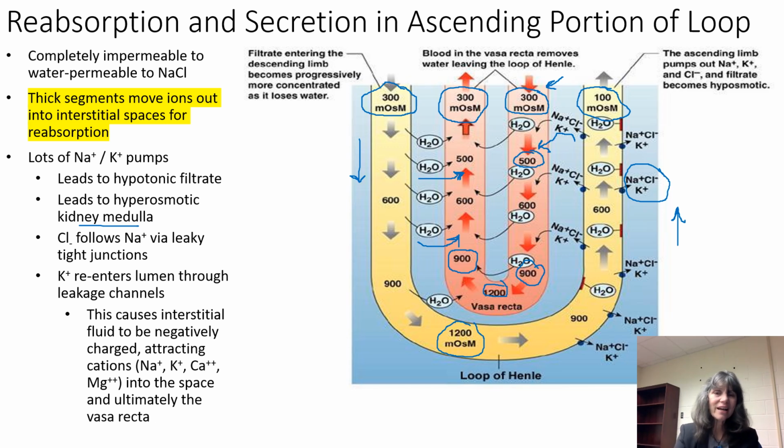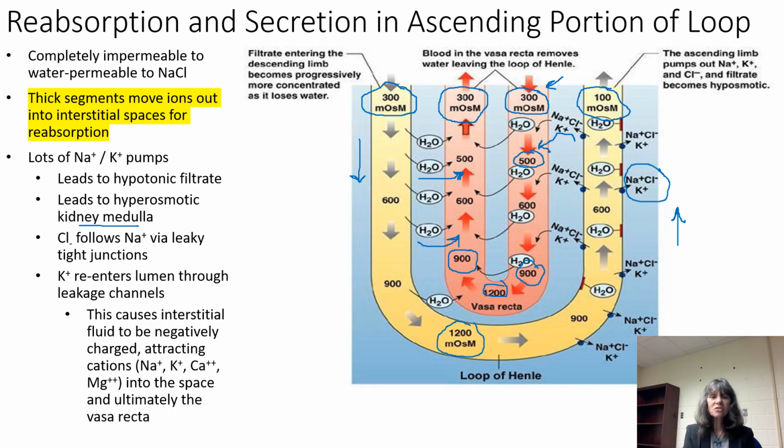So again, that's our countercurrent mechanism, by water following solute, by the flow of urine going in the opposite direction of the fluid in the blood vessels. And chlorine follows sodium because of leaky tight junctions in the ascending limb of the loop of Henle, and potassium can re-enter the lumen through leakage channels.